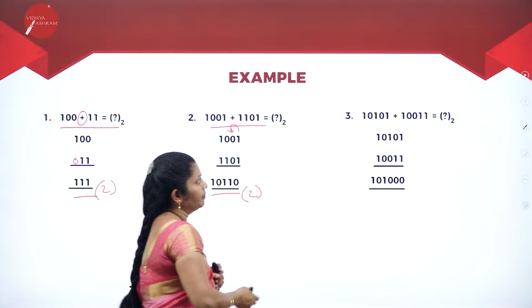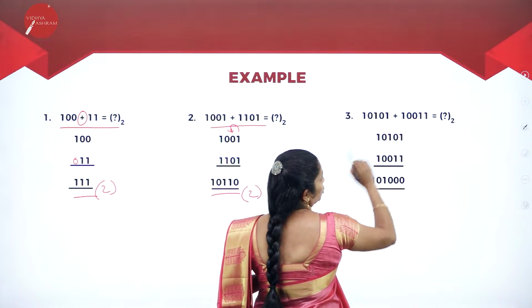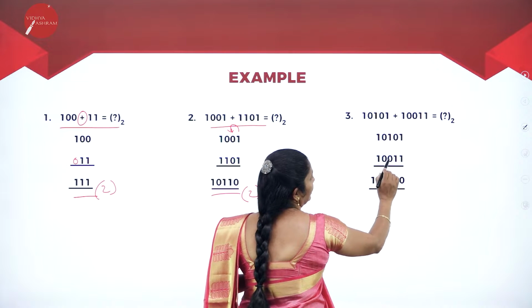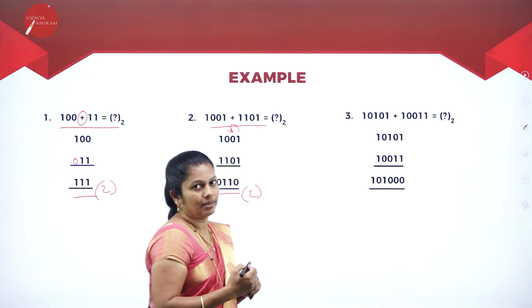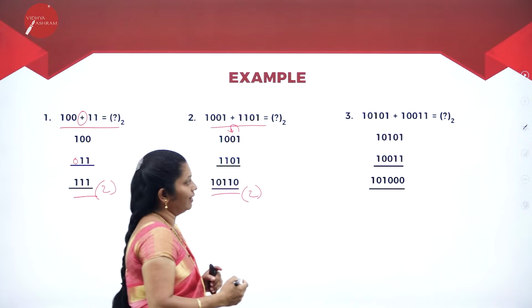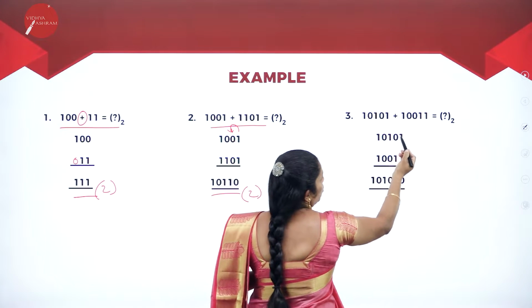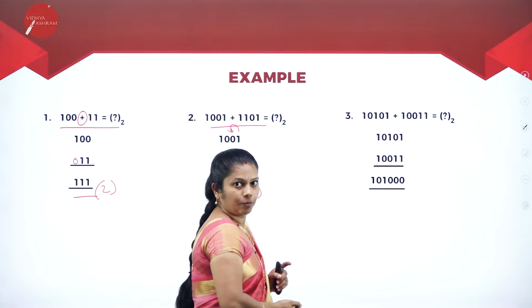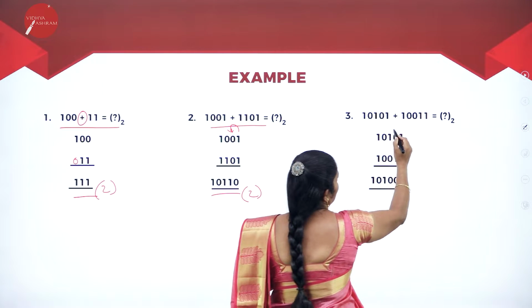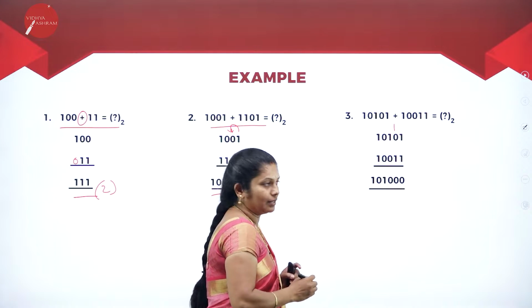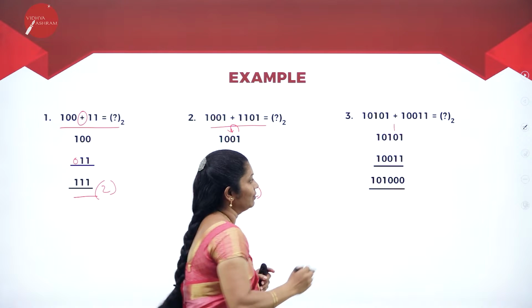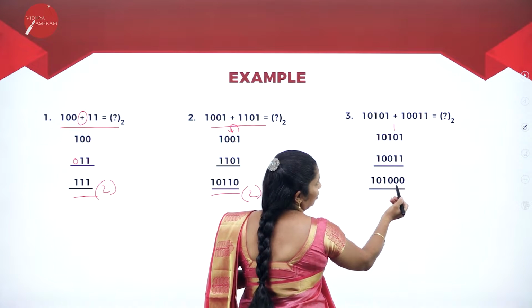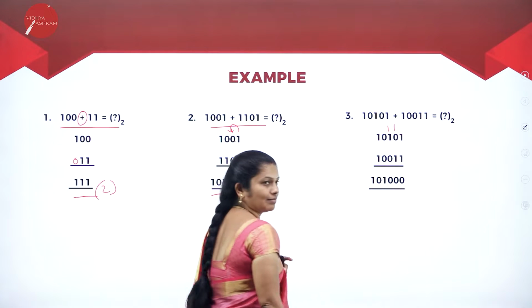Consider one more problem. Here 10101, then here 1001. Already I told you 1 plus 1, the output is 0 with carry 1. Here also 1 plus 1, the value is 0 with carry 1. For the next neighboring one, we have to give carry 1. Then once again 1 plus 0 plus 1, 2 times 1 we have. That's why here once again the value is 0 and with carry 1.